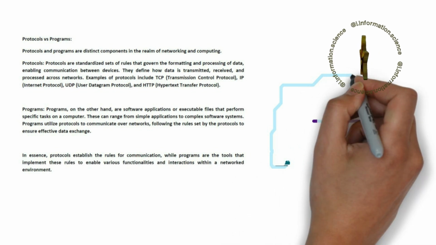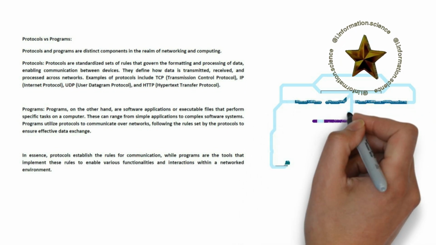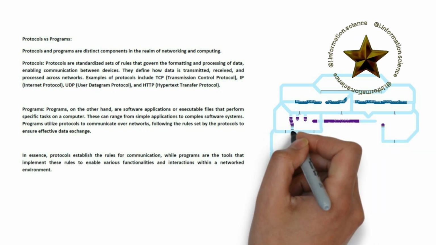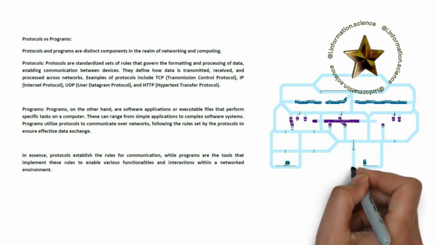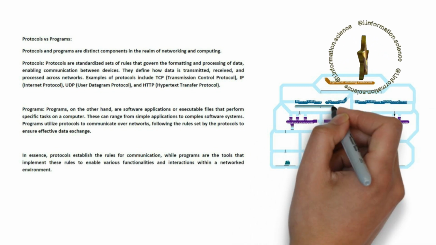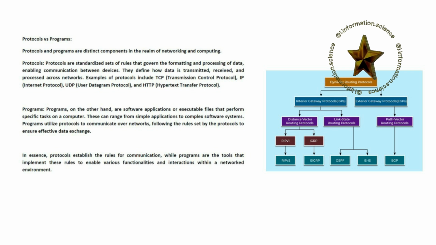Programs, on the other hand, are software applications or executable files that perform specific tasks on a computer. These can range from simple applications to complex software systems. Programs utilize protocols to communicate over networks, following the rules set by the protocols to ensure effective data exchange. In essence, protocols establish the rules for communication, while programs are the tools that implement these rules to enable various functionalities and interactions within a networked environment.